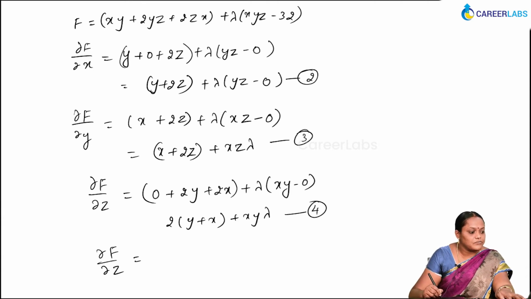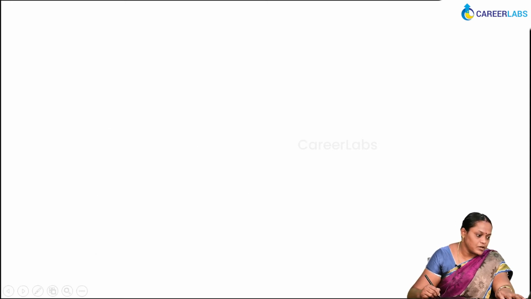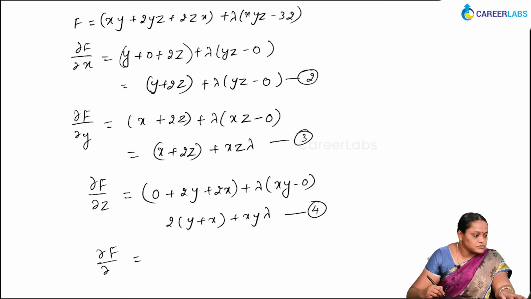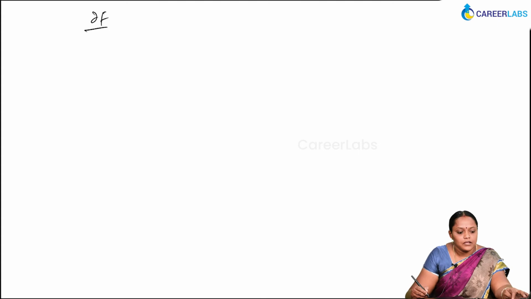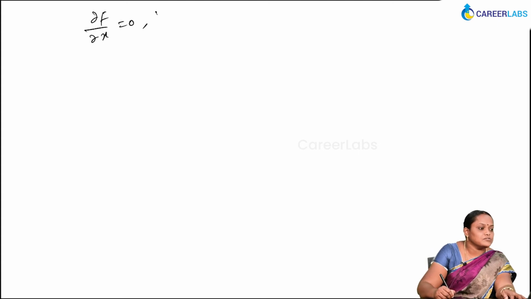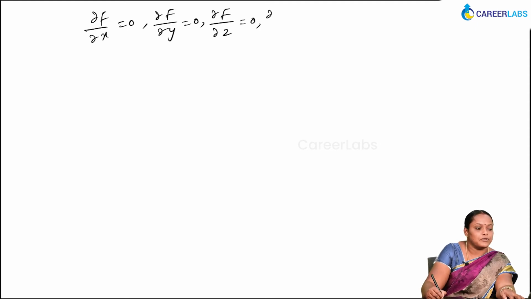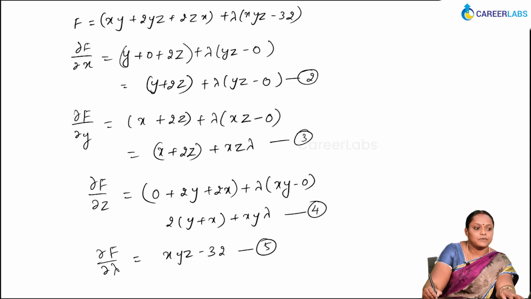Similarly, what is dou f by dou lambda? Dou f by dou lambda will be equivalent to xyz minus 32. So this is equation number 5. Okay. Now let us equate everything to 0. That is dou f by dou x equated to 0, dou f by dou y equal to 0, then dou f by dou z equal to 0, then dou f by dou lambda equal to 0.